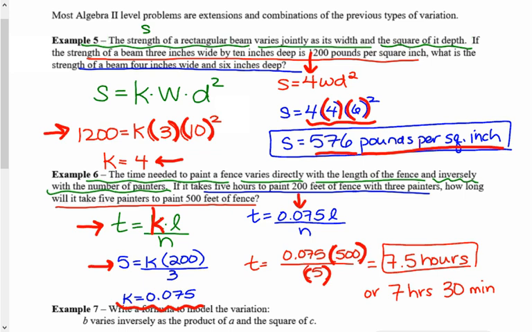Again, if it were multiple choice, it might not have said 7.5. It might have said 7 hours and 30 minutes, and either one of those is fine. All right, go ahead and get started on your practice.